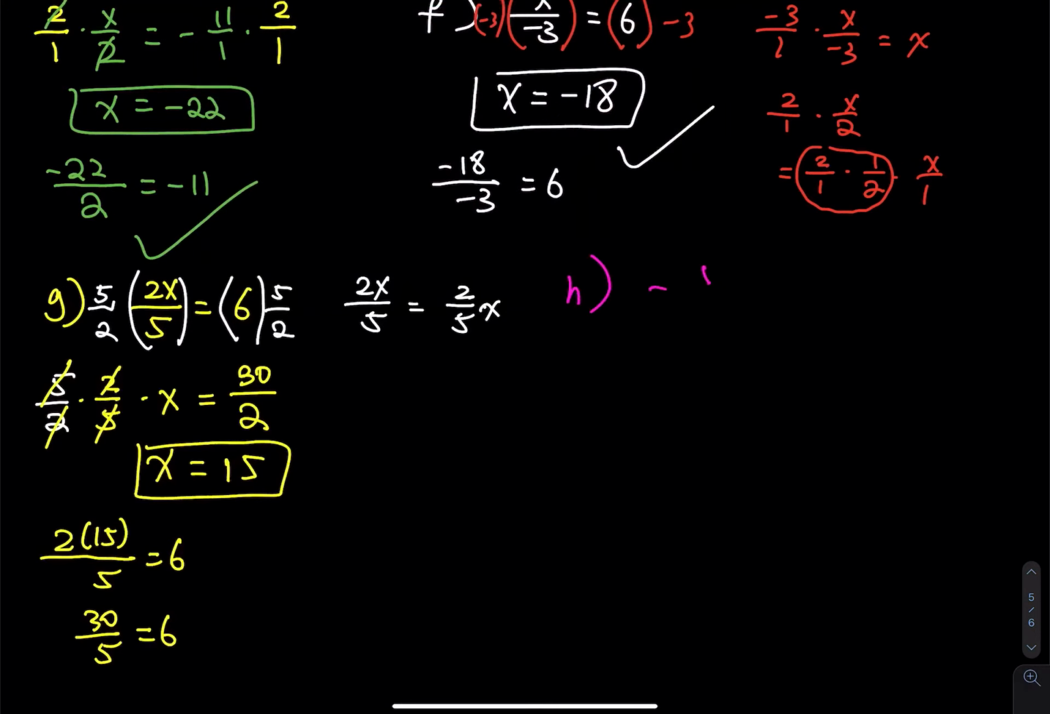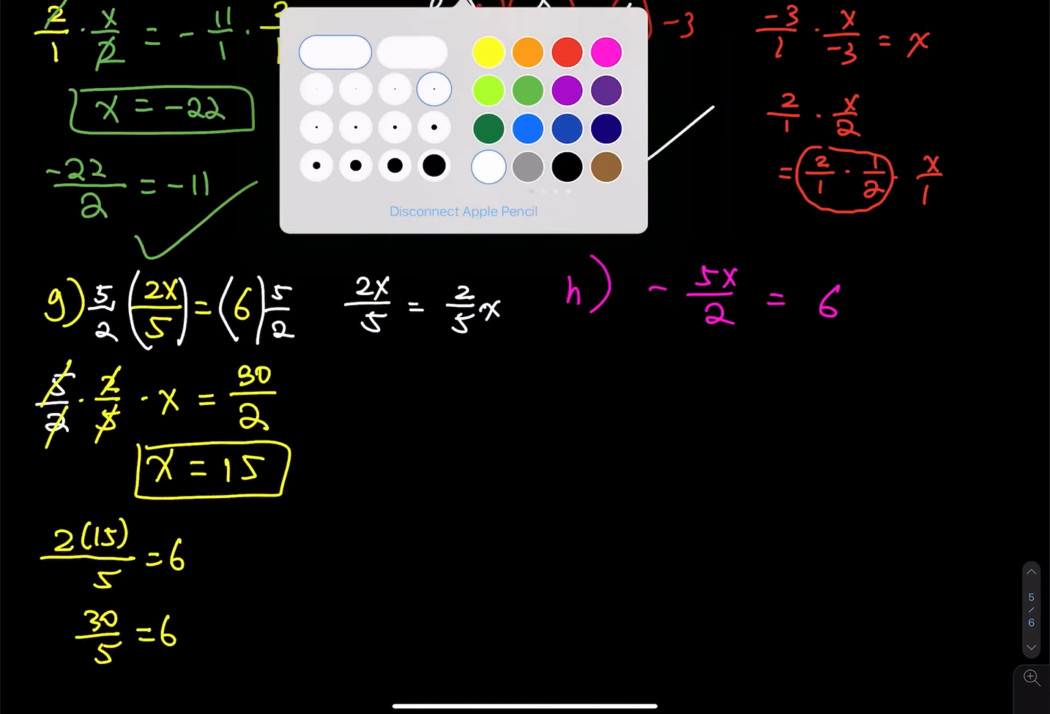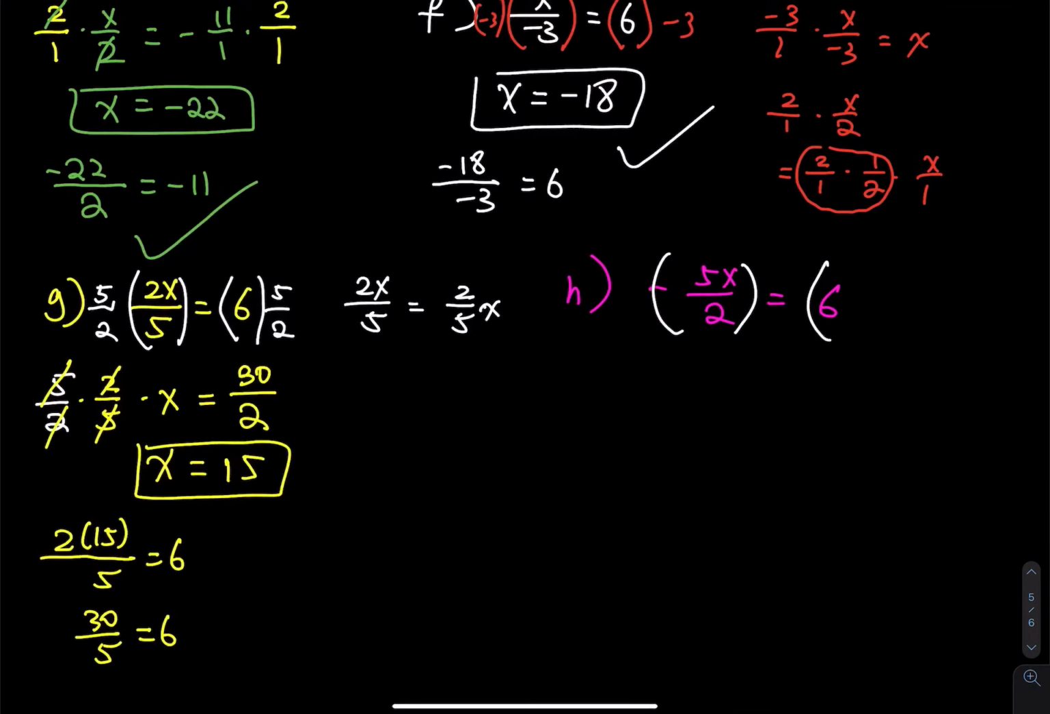Negative 5x divided by 2 equals 6. And then this one I will just multiply the top and bottom by negative 2 over 5. How come negative? Because there is a negative in there. I have to do negative times negative equals positive. So there is only 1x on the left hand side.